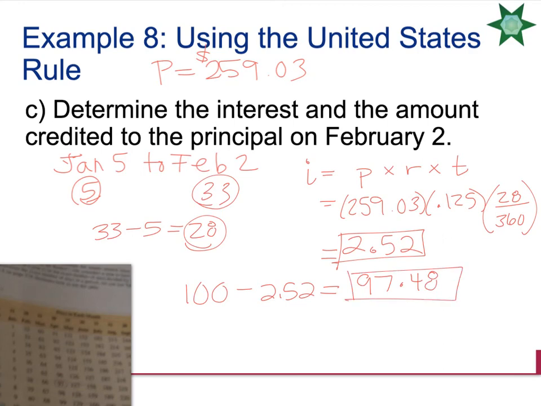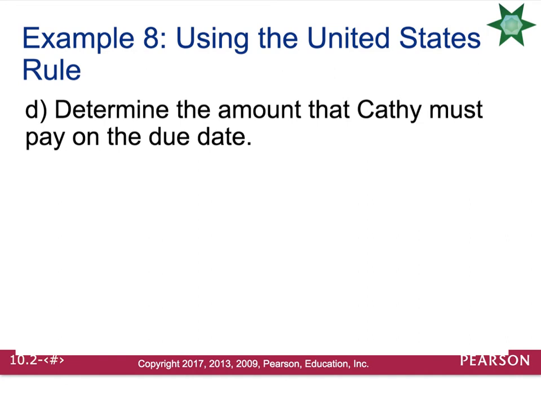So again, they didn't ask you, but if they want to know what the principal is right now, you need to take the 259.03 and deduct the principal payment. Let's see what that is. She still owes $161.55 on this loan. Okay, so the last question is, how much must Kathy pay on the due date?